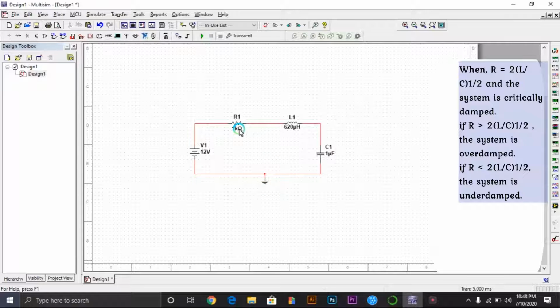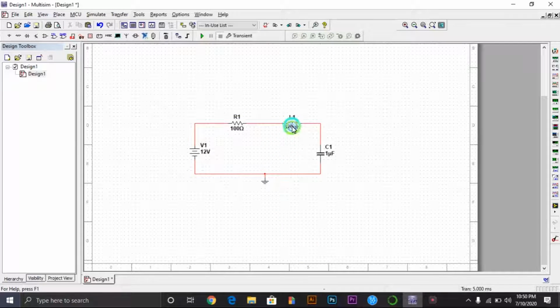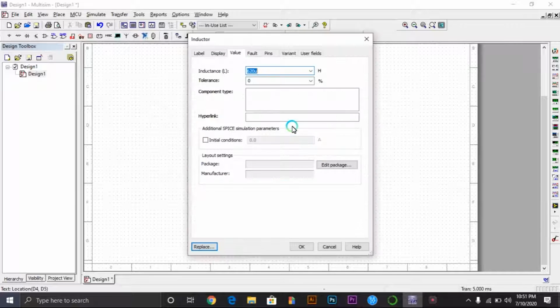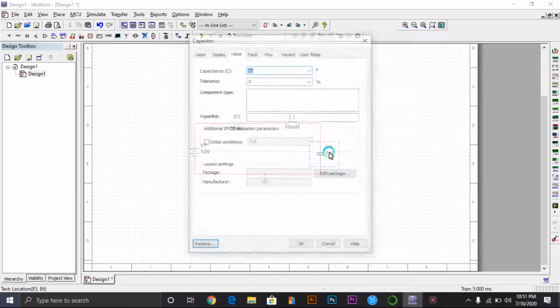I'm taking the resistor value say 100 ohm. I'm changing this resistor value to 100 ohm. As mentioned on the screen, I have written the calculation and also mentioned the formula to calculate the value of resistor. So you can easily change resistor, inductor and capacitor value of your choice. 2 micro for capacitor.